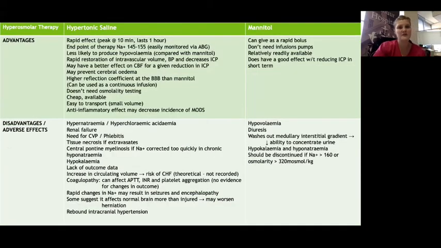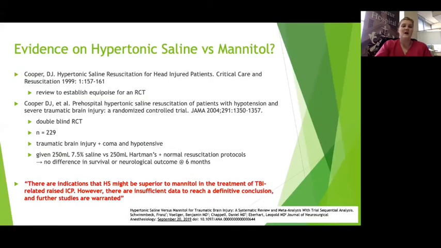This is just for your studies, and I've very briefly spoken about some of the advantages, and then obviously some of the disadvantages and risk factors of using it. So evidence on hypertonic saline versus mannitol, I've already told you, I suspect that in the 5th edition of the Brain Trauma Foundation guidelines, but I may very well be wrong, I think hypertonic saline is going to be preferred over mannitol. And there's been lots of literature coming out of late that is in favor of that.